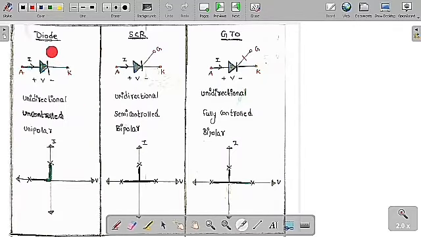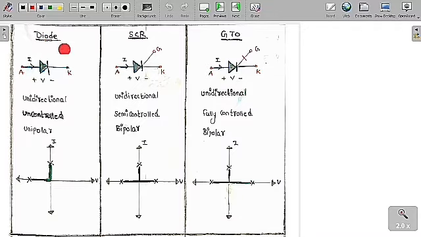Now we are going to study the switches and everything regarding the switches. The first one is the diode. This is the diode symbol, with an arrow like this. This is called the anode and this is called the cathode. The direction of the current is in this manner, and this is the voltage across the diode.